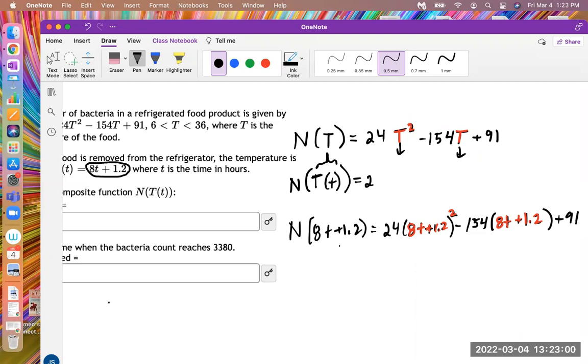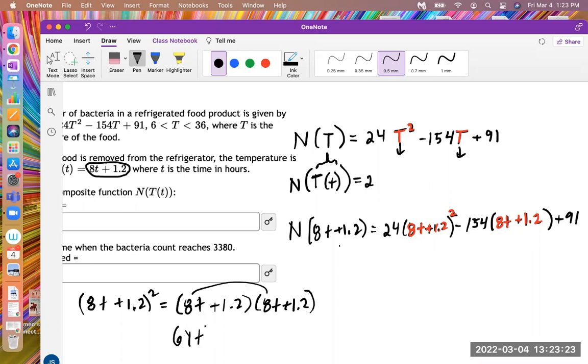So I had to go off to the side here and do 8t plus 1.2 squared, and I have to be very careful that that means 8t plus 1.2 times 8t plus 1.2. So I have to do the first times the first, that'll be 64t squared. Right, 8 times 8 is 64, t times t is t squared.